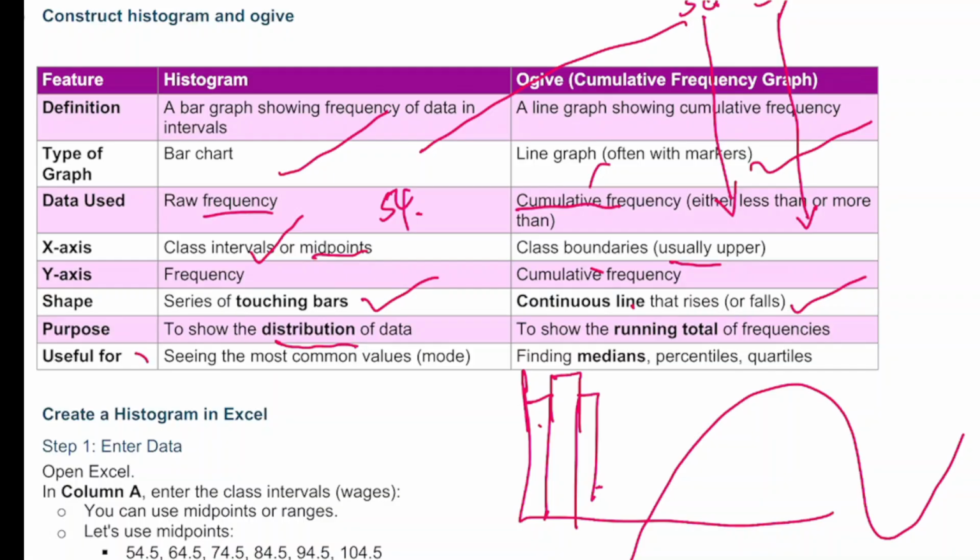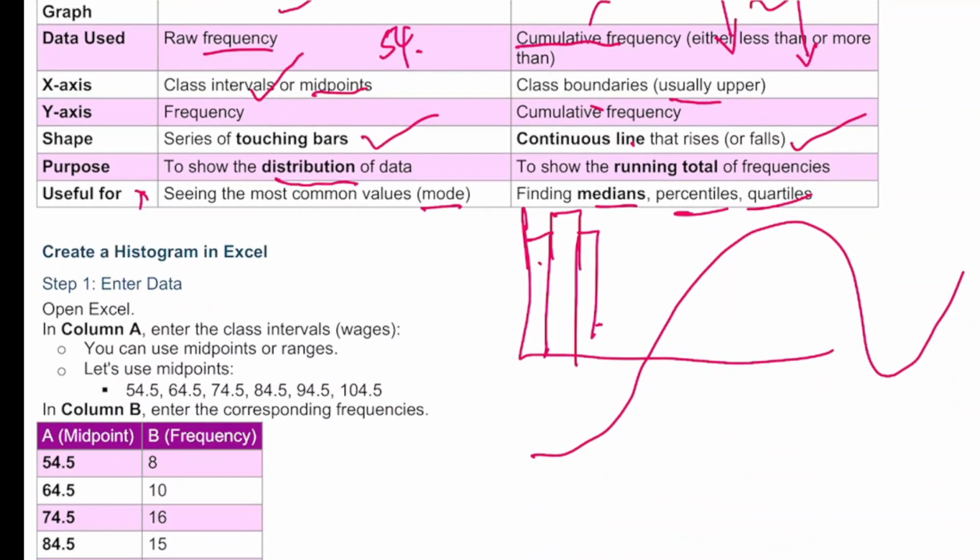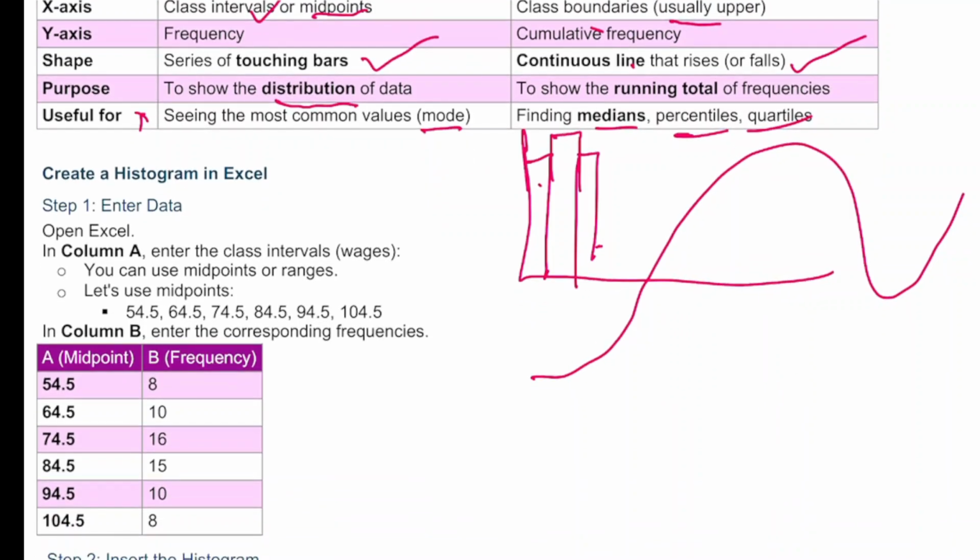What is it used for? You may be asked, what is a histogram used for? Mode, most of the time. What is the most common? Seeing the most common values. For OGIF, it is used for median, percentiles, and quartiles. So we will draw this.